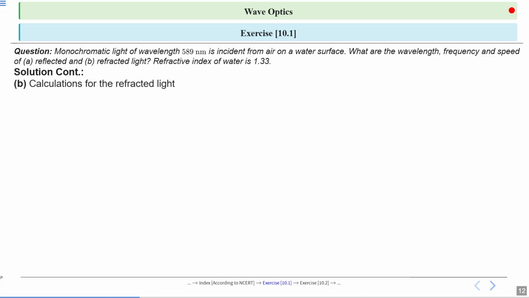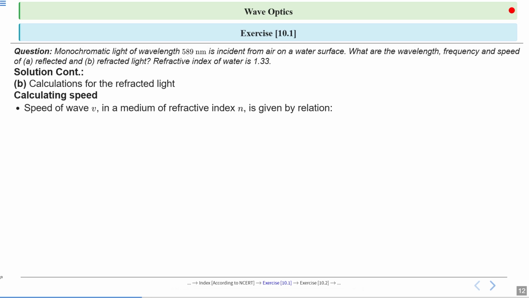Now let's dive into part B of our problem, which involves the refracted light. This is the light that passes through the water surface. So calculating the speed of the refracted light in a different medium, that is water here. The speed of the wave in a medium, that is water, is determined by the medium's refractive index. The formula we will use is speed of refracted light equals speed of light in vacuum divided by the refractive index. So v refracted is equal to c upon n.